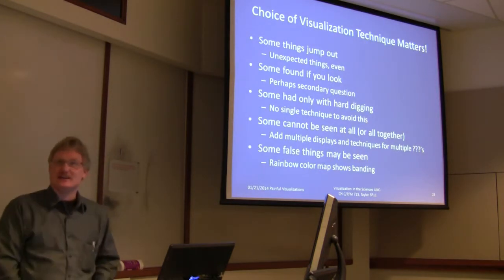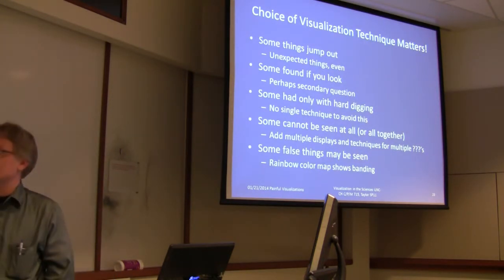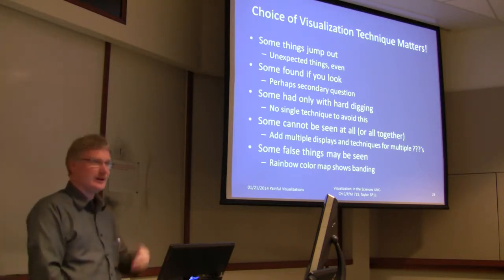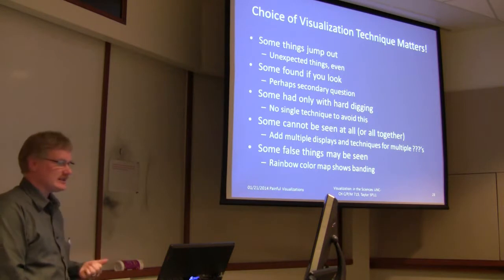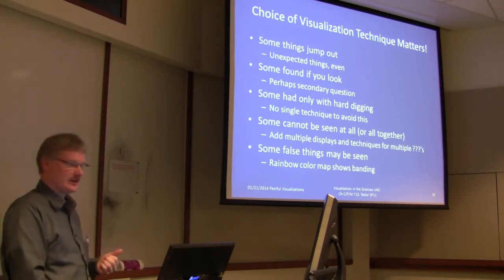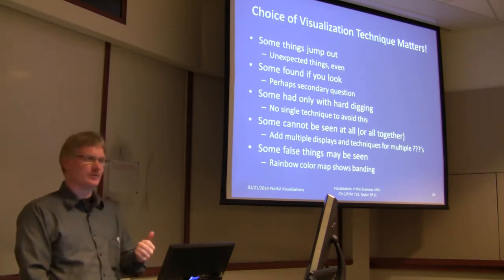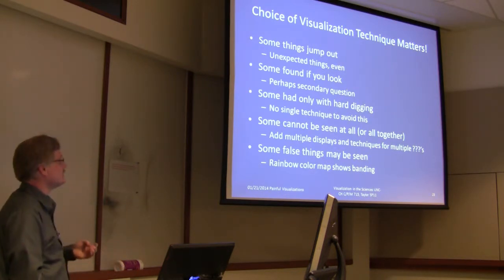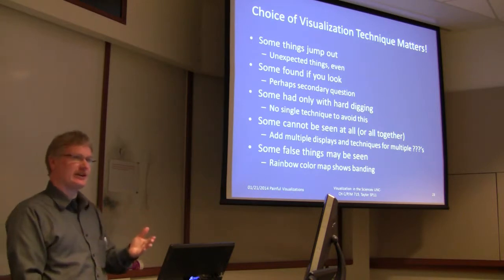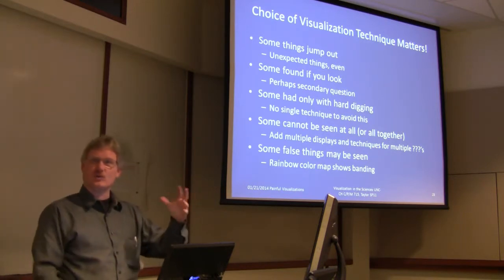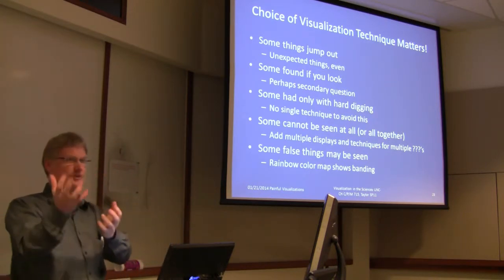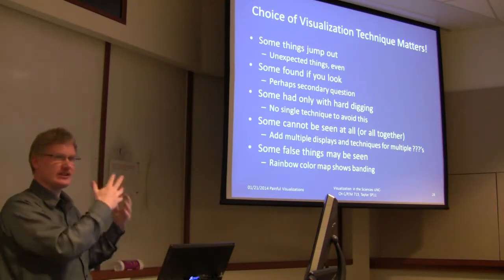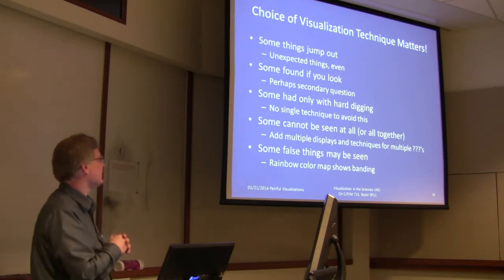All right. And so this is obviously meant to convince you that choice of technique matters, and you should be thinking about that not from the point of view of what's cool, but what's useful. Some things jump out. Sometimes they're unexpected: what the heck is going on with those ripples in the center of my display there? Some are found if you look. So if you have a secondary question, you may get away with using one display to answer both questions, if one's more important and the other's less important. So you can do a color map that uses isoluminant colors. It doesn't answer the second question as well, but doesn't hide the shape.